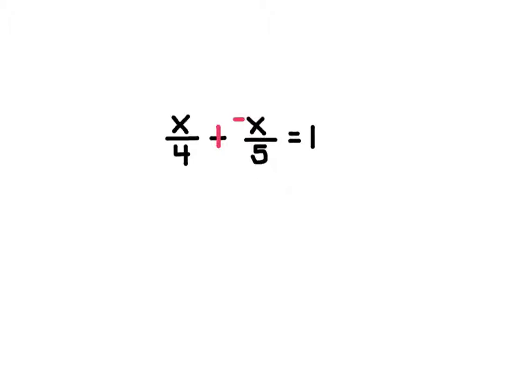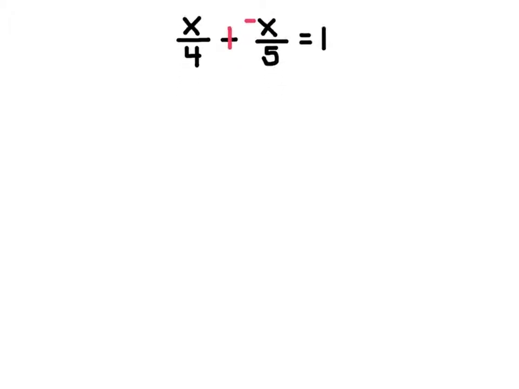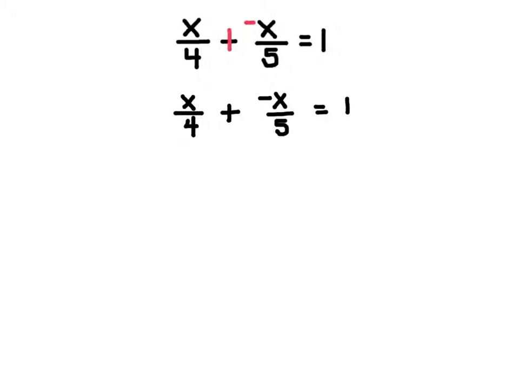So what we want to do is multiply both the left and the right hand side by 4 times 5, which is 20. So let's move this up. We're going to multiply the left hand side. So let's rewrite the left hand side: x over 4 plus a negative x over 5 is equal to 1. And we're going to take the entire left-hand side and multiply it by 20. And what we do to the left, we must also do to the right to keep our equation balanced.